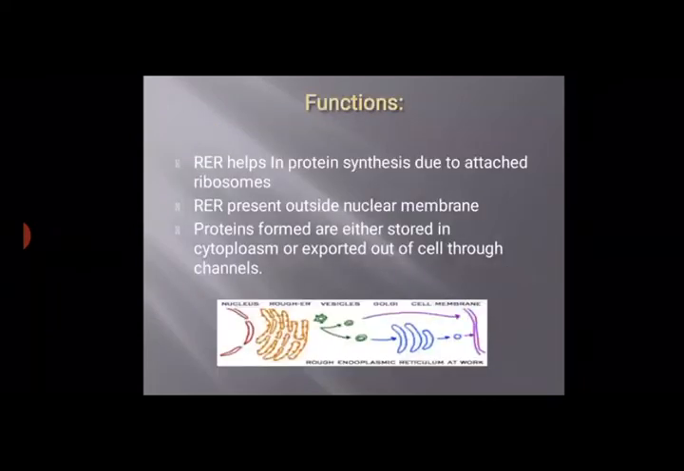The functions of endoplasmic reticulum. Rough endoplasmic reticulum, due to the presence of attached ribosomes, helps in protein synthesis. Rough endoplasmic reticulum is present outside the nuclear membrane. The proteins which are formed are either stored in the cytoplasm or exported out of the cell through channels. As you can see in the diagram, they are budded off in the form of vesicles and go towards another organelle, the Golgi bodies, for modification, and then are transported out of the cell.